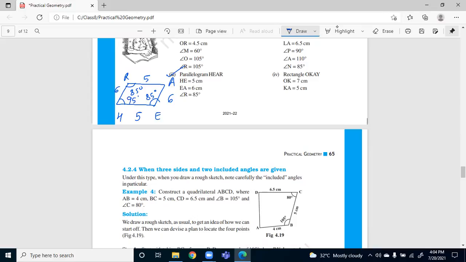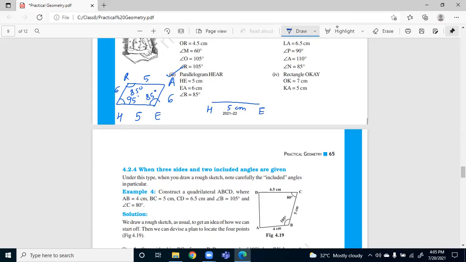Okay. So we cannot make 85 and 95 with the help of a compass. So we need to make it with the help of a protractor. So the question becomes very easy then. So how should we do it? Firstly, we have to make a line segment of length 5 centimeters, and then we need to name it HE.